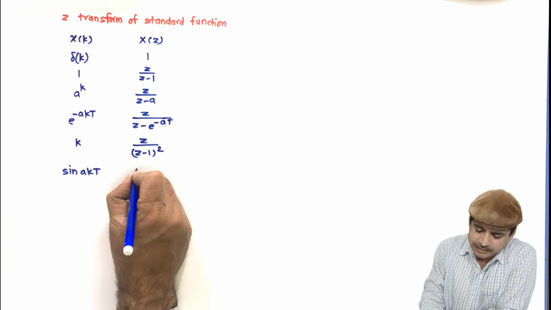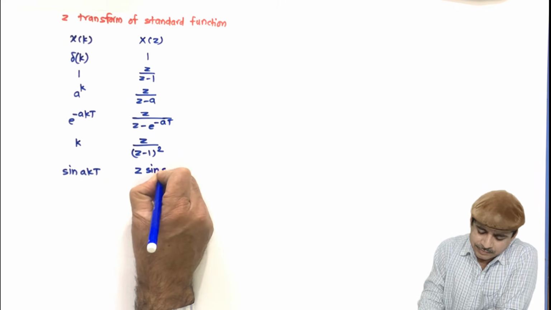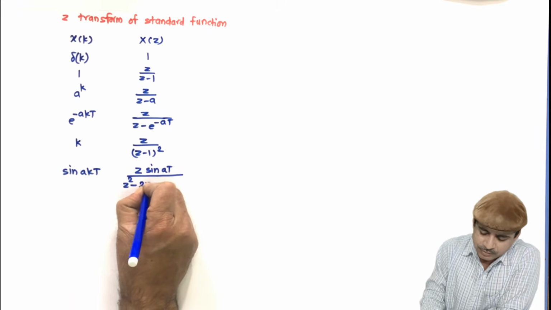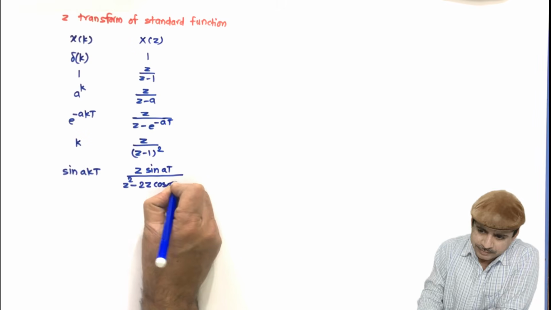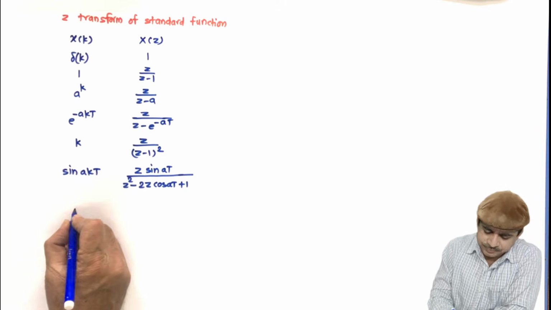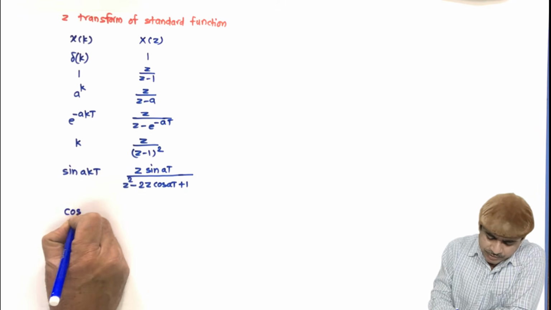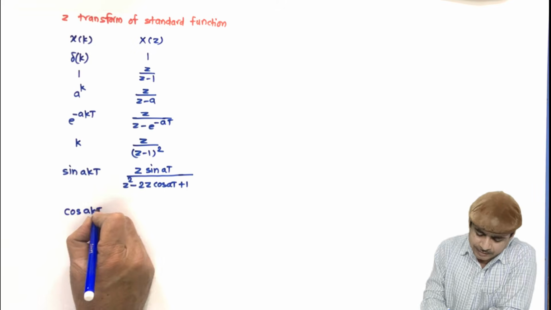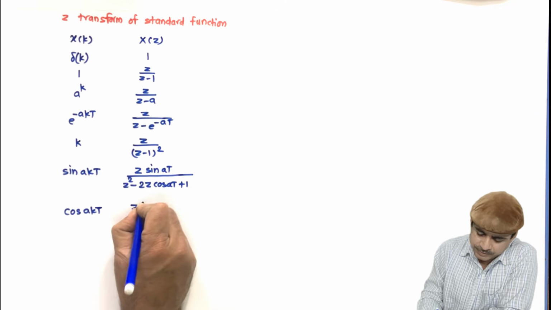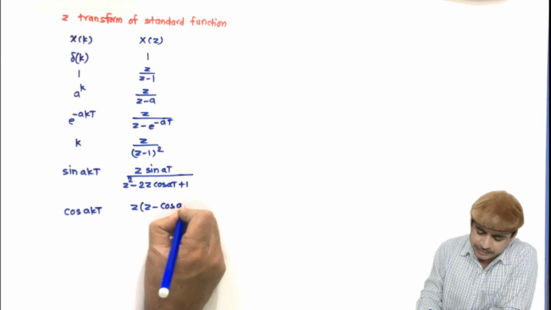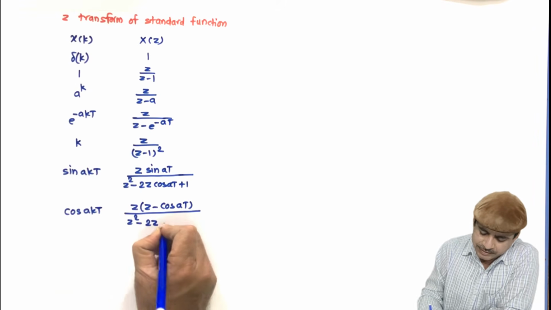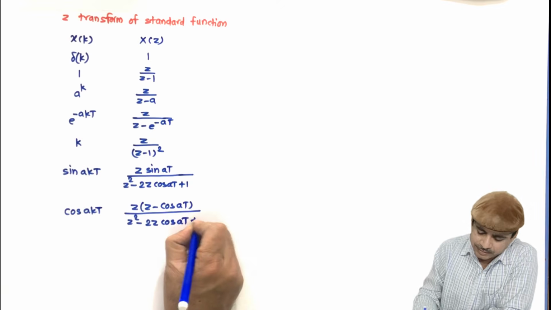For the sin akt, it is z sin at upon z square minus 2z cos at plus 1. How to obtain this? I will discuss it. Here I have given it directly because our purpose is to review it and apply it for the control system. So for cos akt it is z into z minus cos at divided by z square minus 2z cos at plus 1.